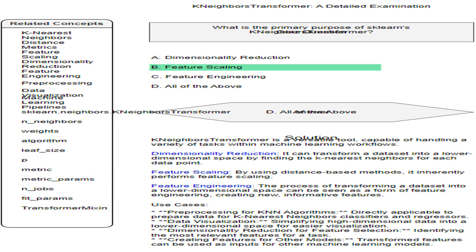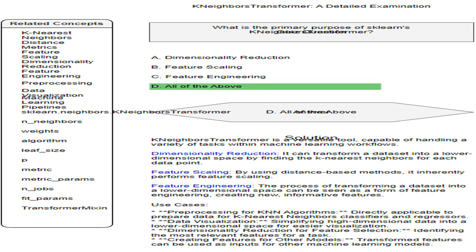considered a form of feature engineering. X0A. Feature engineering. Correct. K-neighbors transformer is capable of all the mentioned functionalities: dimensionality reduction, feature scaling, and feature engineering. All of the above. D.